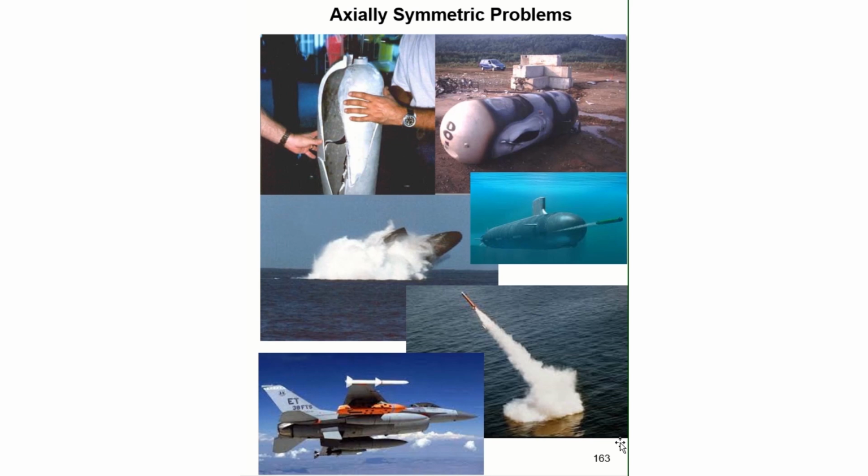In this lecture, we are going to talk about axially symmetric problems, or axisymmetric problems. You'll note that in the pictures here, we have several applications of these types of problems. An axisymmetric problem is defined as one where you can rotate around the axis and the loading and the geometry does not change. In these top two pictures, we see two pressure vessels that have failed.